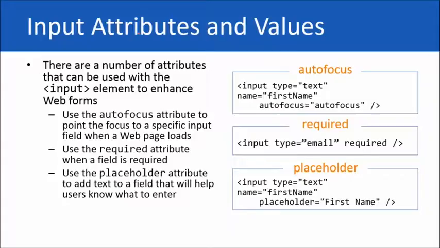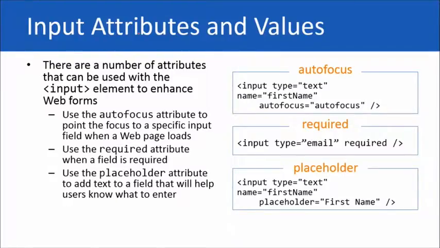All right. There are a couple of other attributes that we want to be able to use with our input elements: the autofocus attribute, the required attribute, and then the placeholder attribute. Autofocus is going to bring focus to a specific element. So if you have a form on a web page, it's going to highlight it, in some kind of blue hue behind it, to say, start with me, I want you to enter information here.